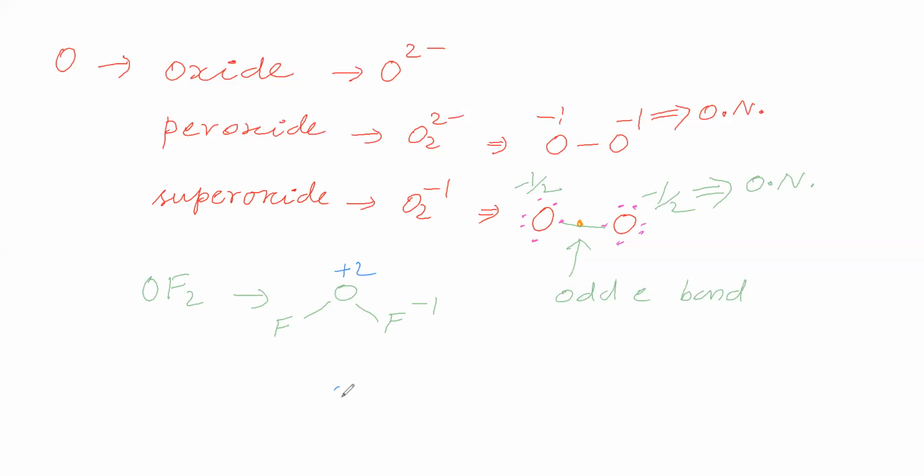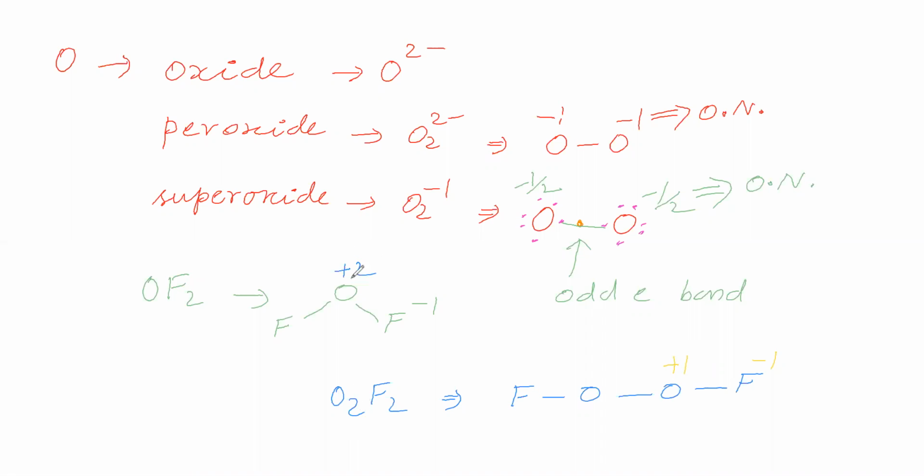Next possibility is O2F2. In O2F2, 2 fluorine atoms and 2 oxygen atoms we can write like this. Now fluorine is having higher electronegativity, so minus 1 oxidation number. Therefore, oxygen is having plus 1 oxidation number. So these are the possible oxidation numbers. Oxygen can show plus 1 in O2F2.